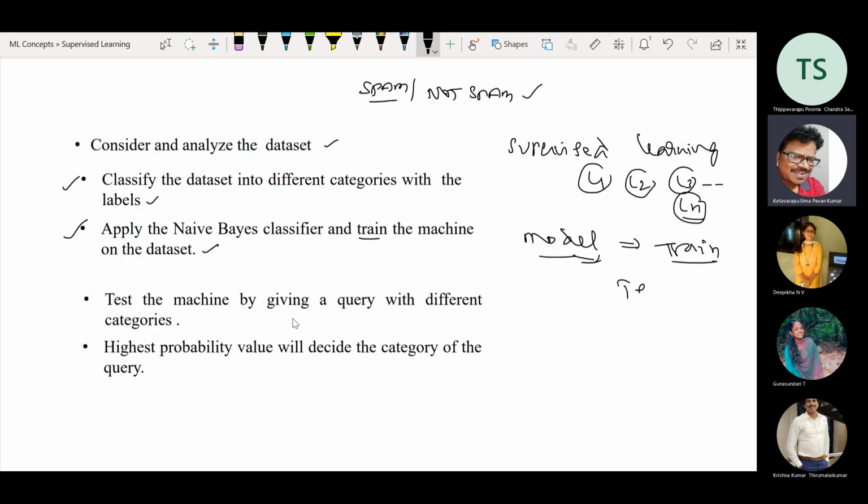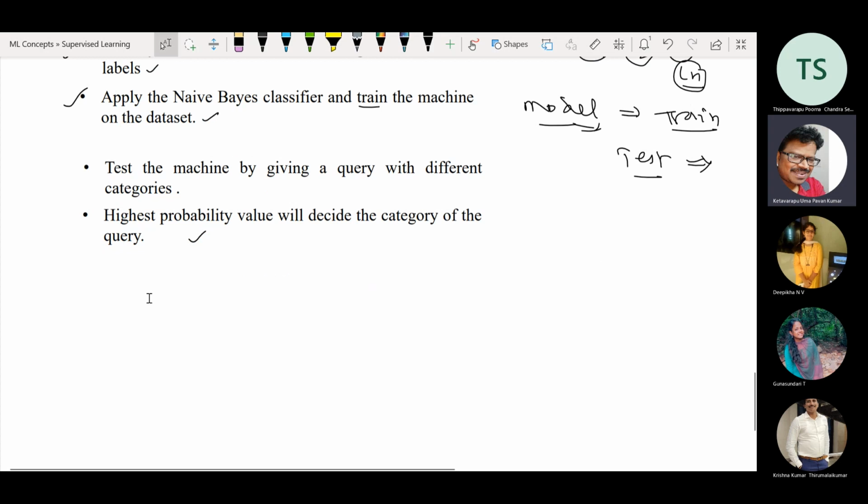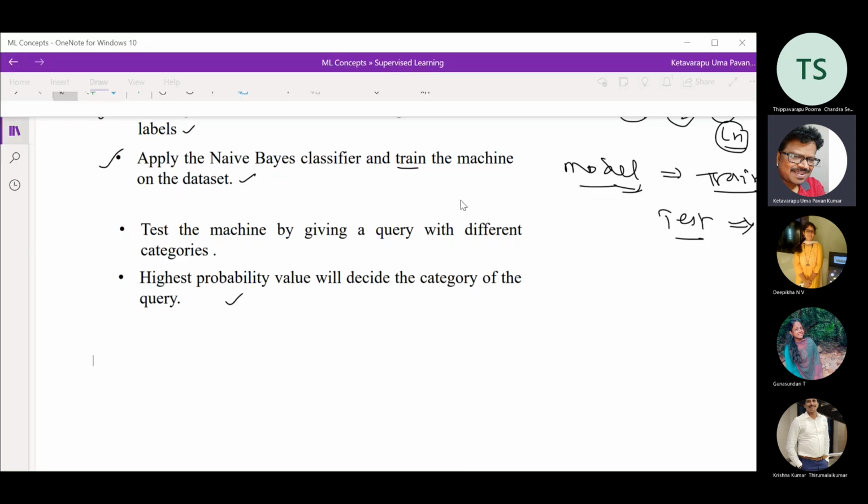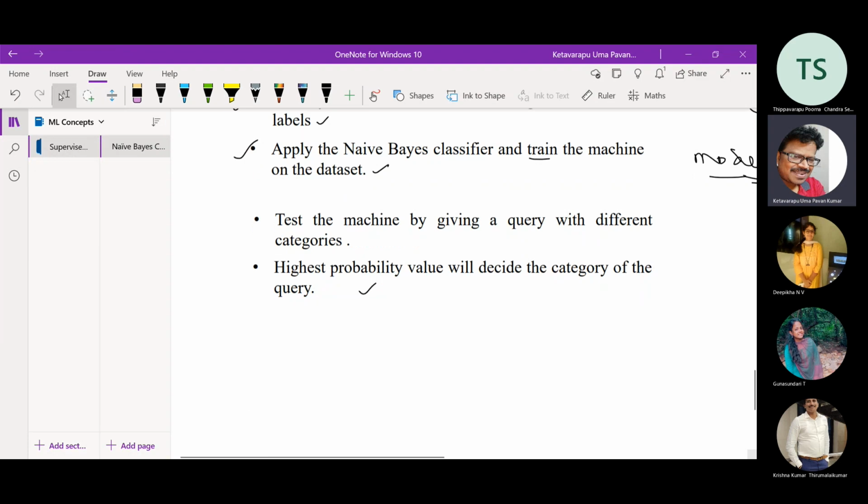And after training, generally, friends, we are going to test whether our model is performing well or not. And finally, the highest probability value will decide the category of the query. You will get clarity once I implement an example related to these five steps. So don't worry about these five steps. After completion of the example, you will surely get clarity about the concepts I'm talking about.